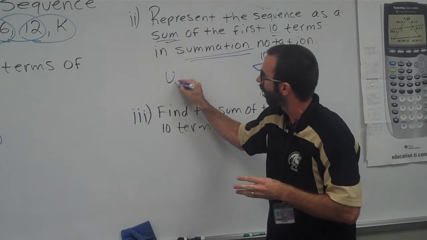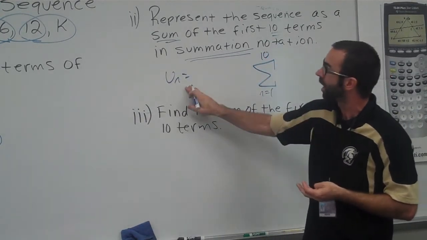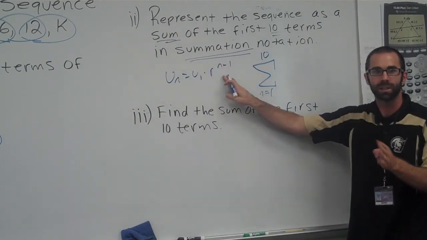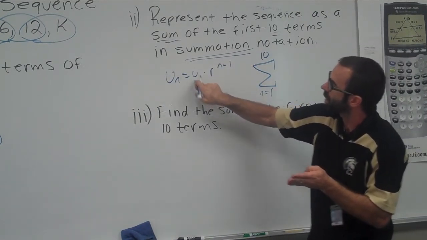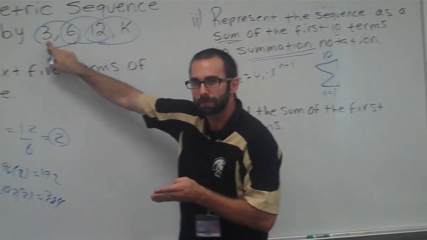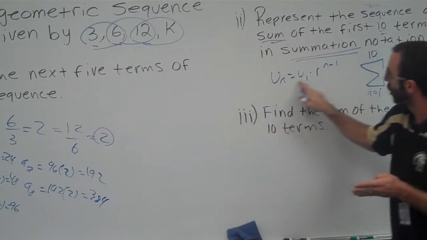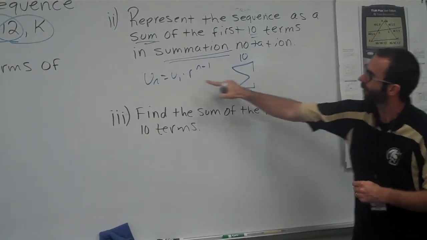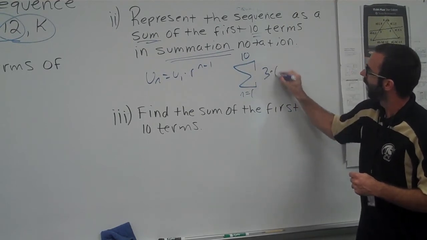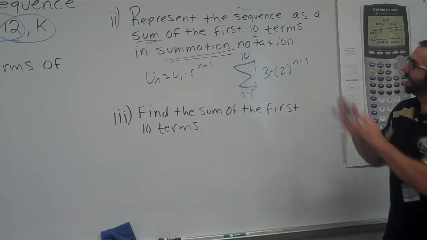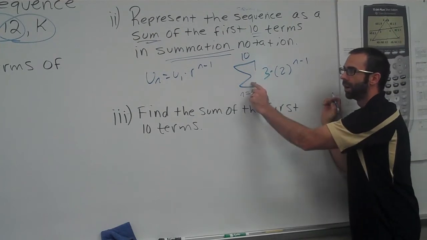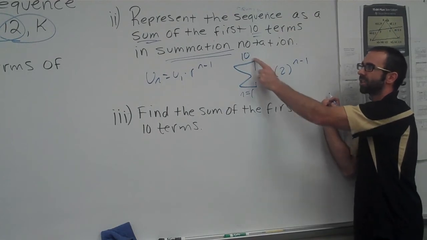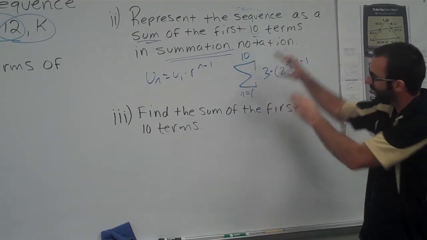The formula we want to use is u sub n equals u sub 1 times r to the n minus 1. This is very simple because we already know these things. Our first term is 3 and our r is 2. Plug those in, and we have the representation of the first 10 terms: 3 times 2 to the n minus 1. This represents the sum from 1 to 10 terms. You plug in 1, plug in 2, plug in 3, stop at 10, and take that whole sum.